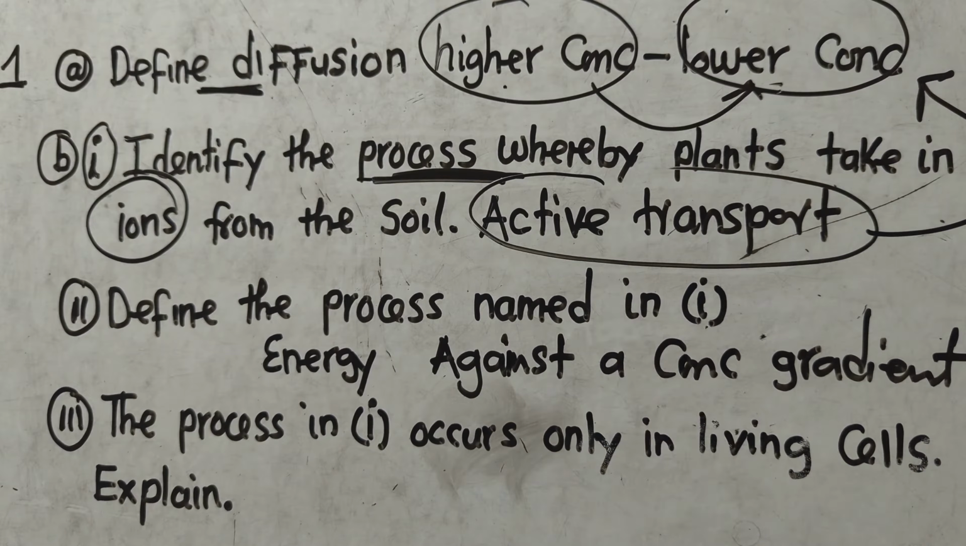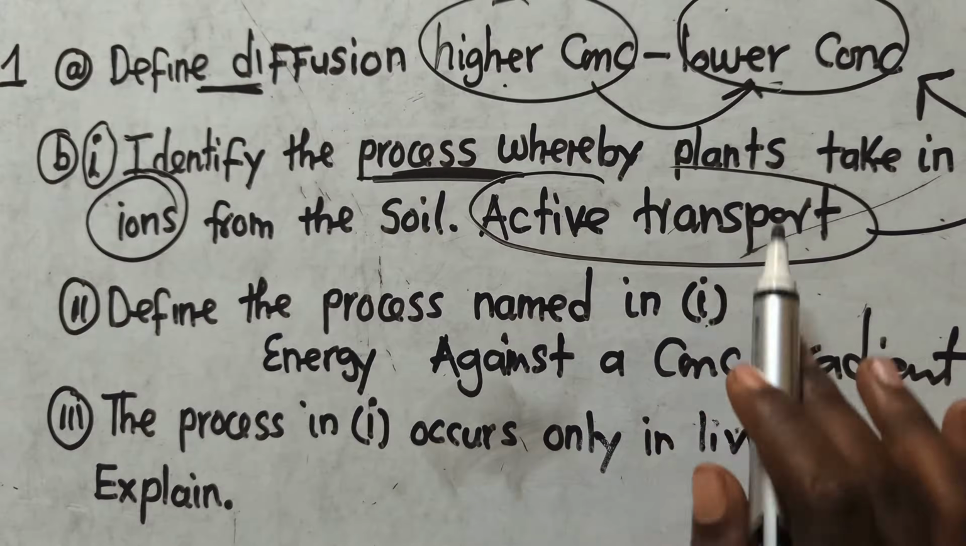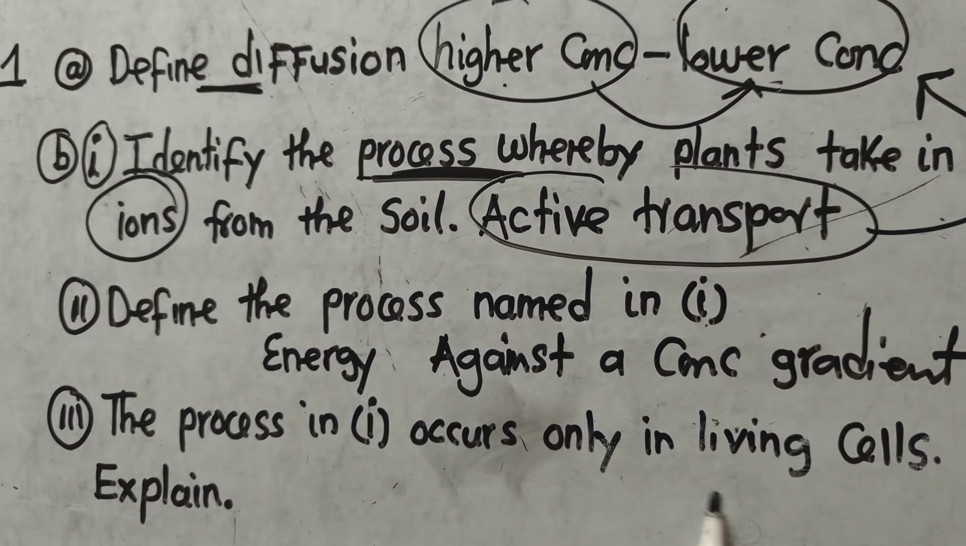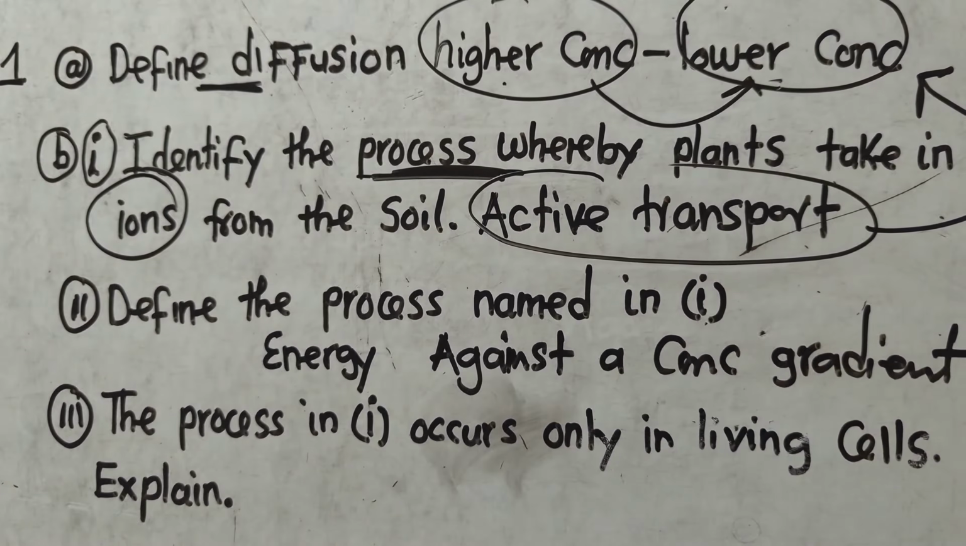There is a lot under active transport. So after this particular lesson, go through your notes and study more on this. You might not know what questions will come in your exams. We now go to this question. The process in 1, active transport, occurs only in living cells. Why is it that active transport only occurs in living cells?